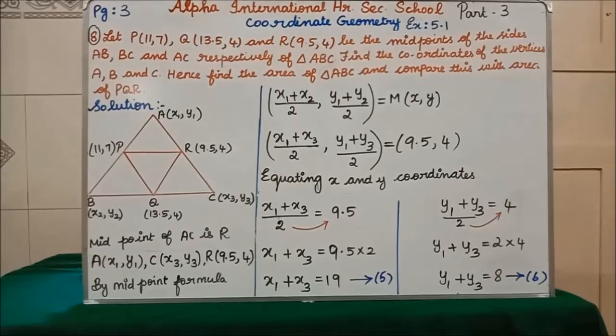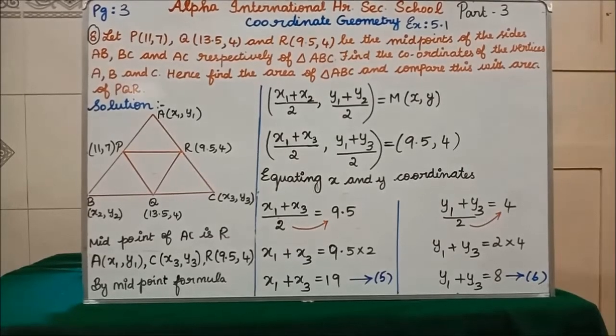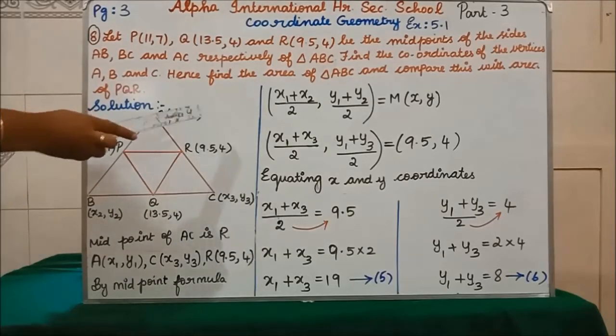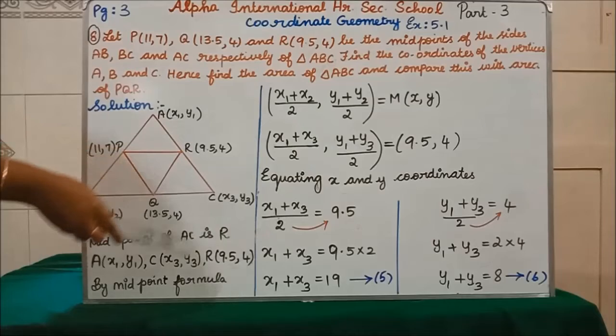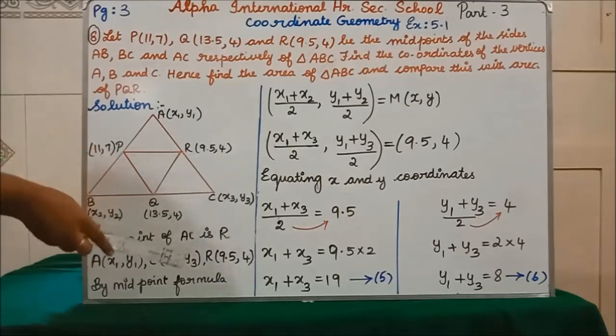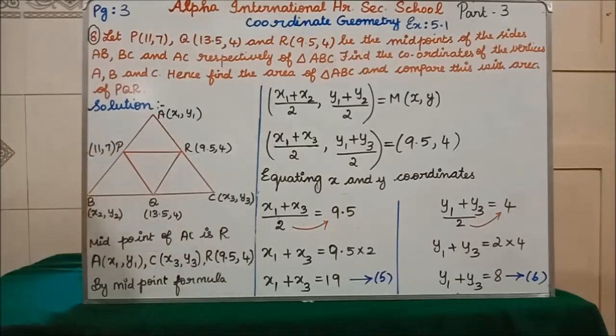This is our page number 3. See, the last side we are going to find now. Midpoint of AC is R. A vertices is x1, y1. C vertices x3, y3. R is 9.5, 4. Now we are going to apply the midpoint formula here. Midpoint of AC is R.